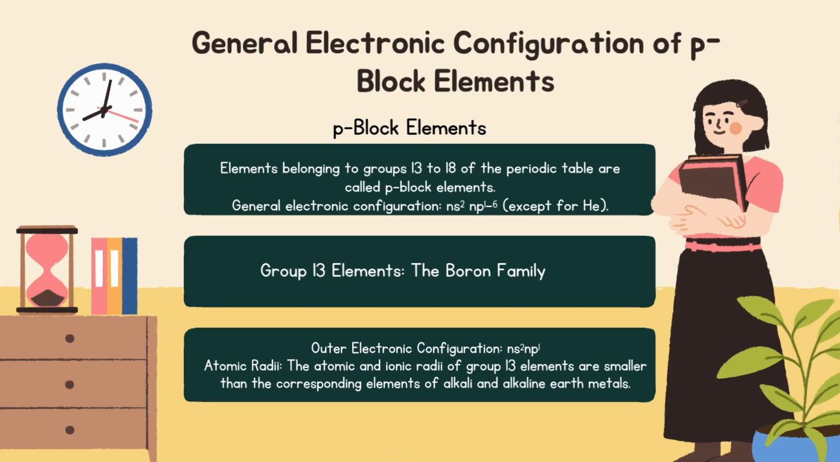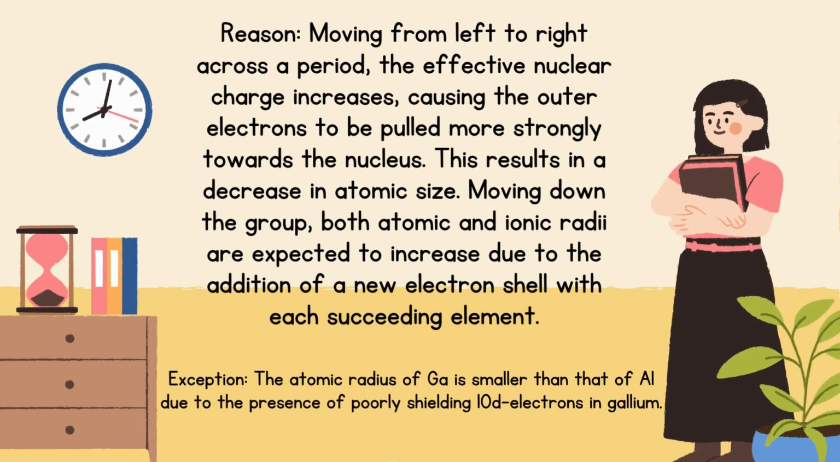Group 13 elements, the boron family, outer electronic configuration ns²np¹. Atomic radii: the atomic and ionic radii of group 13 elements are smaller than the corresponding elements of alkali and alkaline earth metals. Reason: moving from left to right across a period, the effective nuclear charge increases, causing the outer electrons to be pulled more strongly towards the nucleus. This results in a decrease in atomic size.